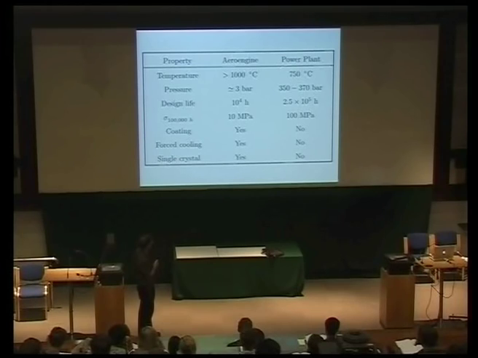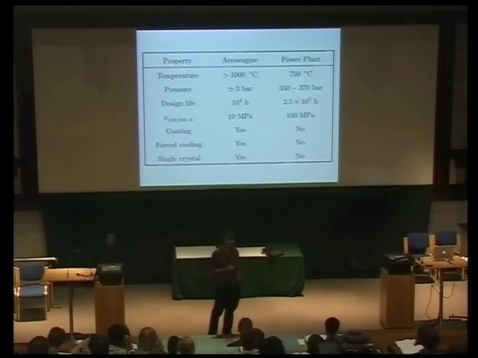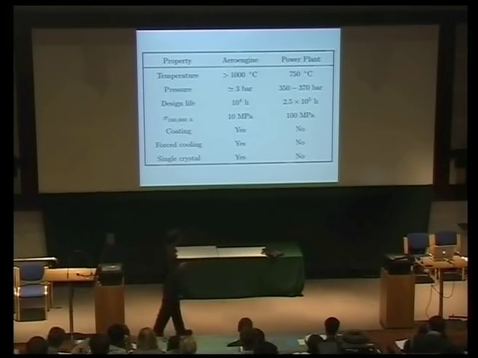In a power plant, we are aiming for 700 to 750 degrees centigrade for the steam temperature. We haven't got anywhere near that. We are approximately 620 degrees centigrade in the most modern of power plants. And you'll understand why we can't go to higher temperatures very easily as I go on into the lecture.